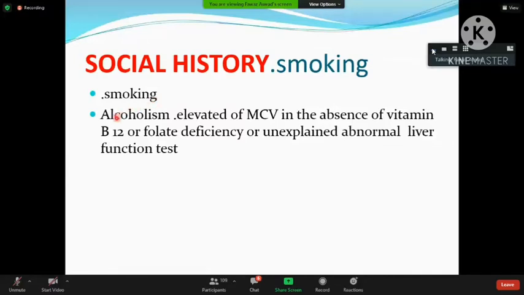We take into consideration the alcoholic patient, and we could know that there will be elevation in the level of mean corpuscular volume, and most of them complain of vitamin B12 or folate deficiency. Even though they complain of abnormal liver function tests, those types of patients may have a defect in PT, prothrombin time, activated partial thromboplastin time, and bleeding time because of impaired liver function.